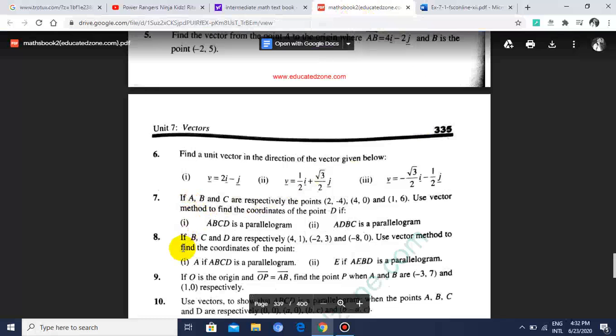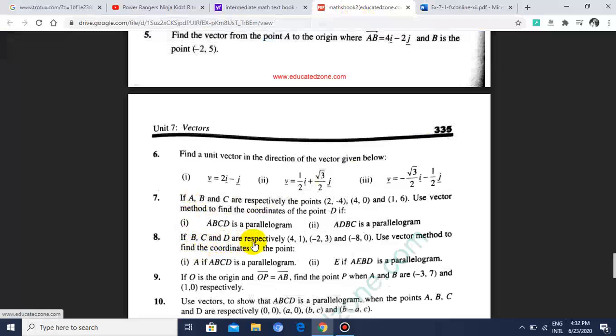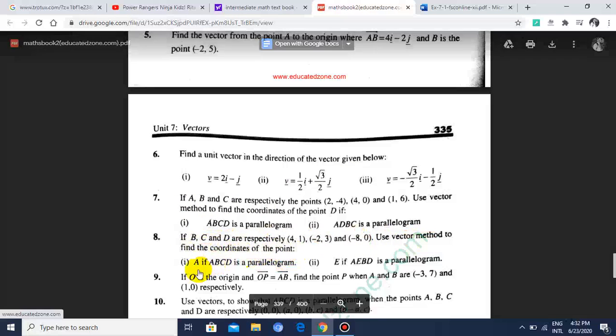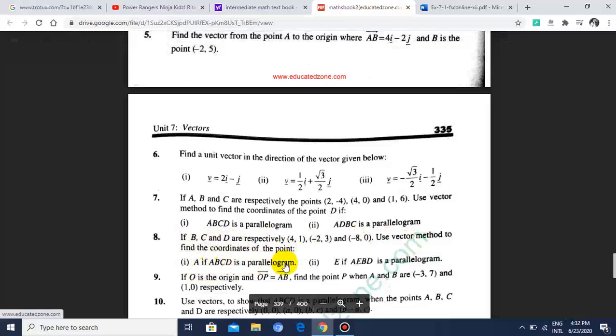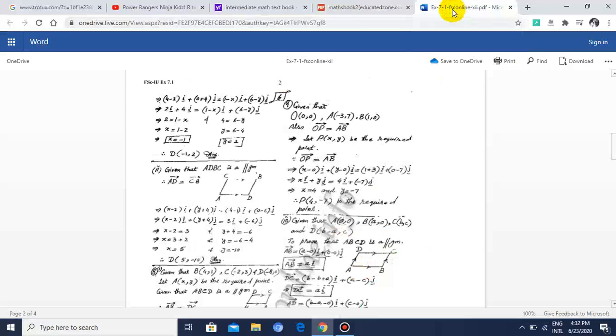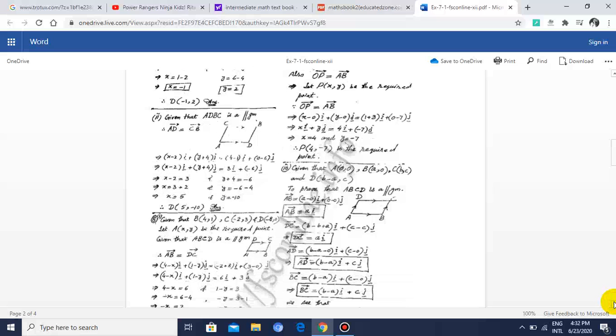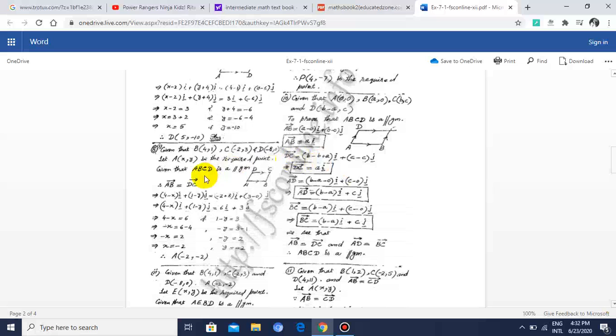Now question number 8. If B, C and D are respectively these points, use vector method to find the coordinate of the point A, if ABCD is a parallelogram, and if AEBD is a parallelogram. Similarly, as question number 7, three points are given, B, C and D. We have to find out the coordinate of the point A.